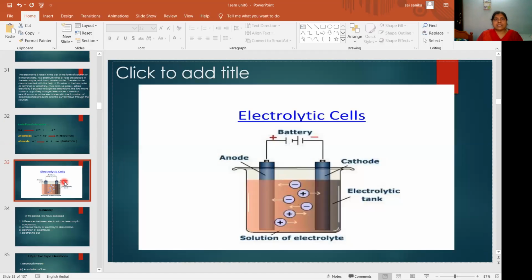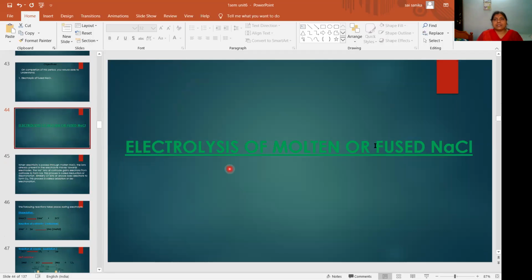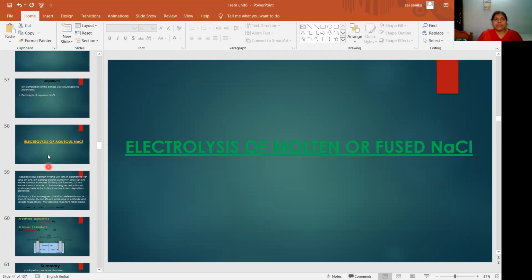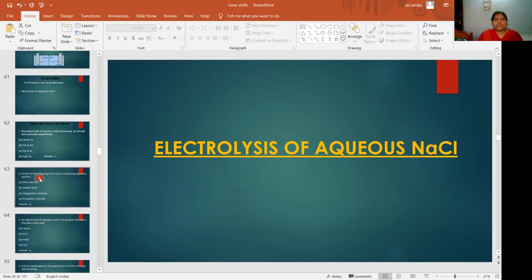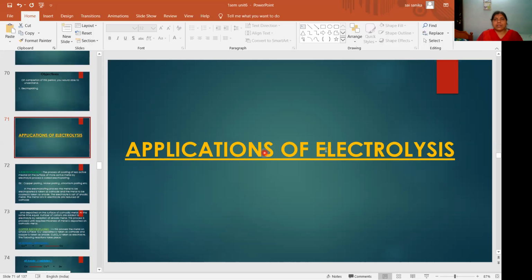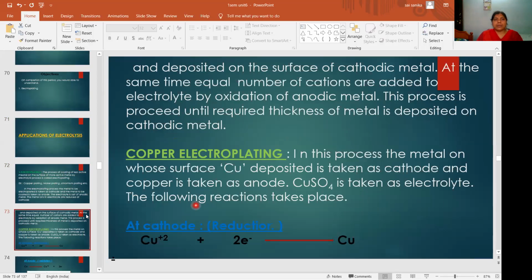Next, we discussed Arrhenius theory of electrolytic dissociation or ionic theory. Then next, we discussed electrolytic cell construction and working of the electrolytic cell. Then we discussed electrolysis of fused or molten NaCl. Then we discussed electrolysis of aqueous NaCl. Then we discussed applications of electrolysis. Under applications of electrolysis, we discussed electroplating. Under electroplating, we discussed copper plating.